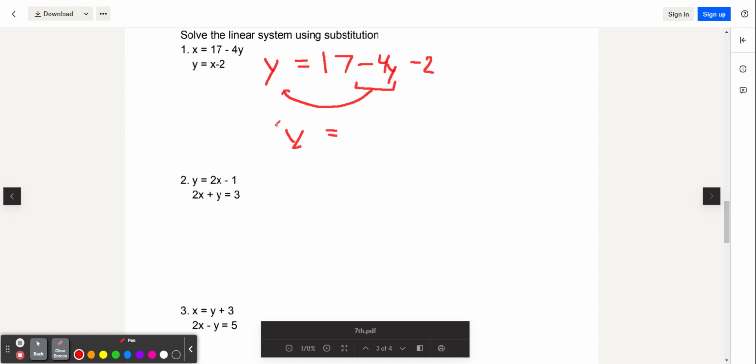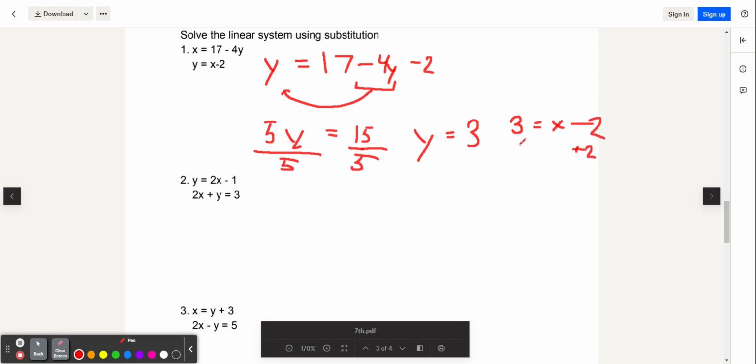5y is equal to 15. Divide both sides to isolate the variable. Y is equal to 3. That's the same number as before, which is a very good sign. And now we plug in to solve. I'll once again be using the second equation. As it's easier, we add 2 to both sides to get x equals 5, just like before. So both methods work. You can pick whatever makes more sense to you.